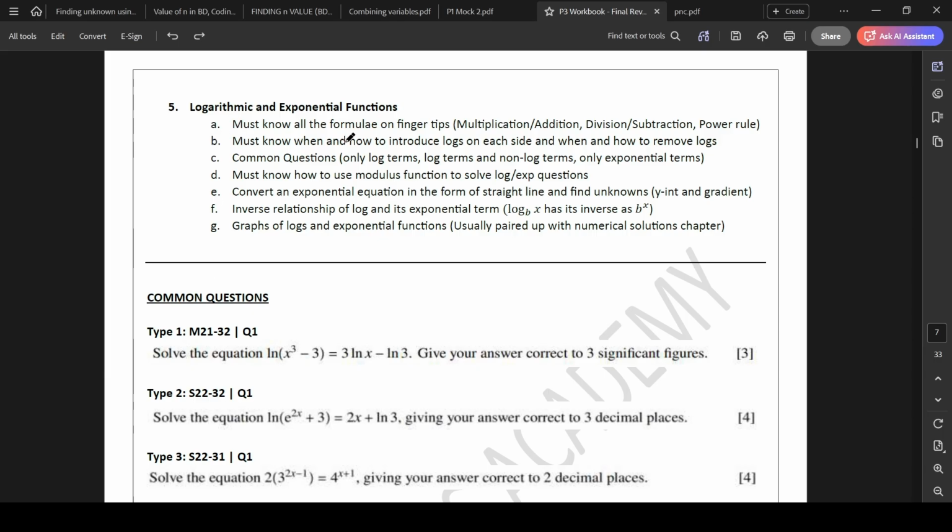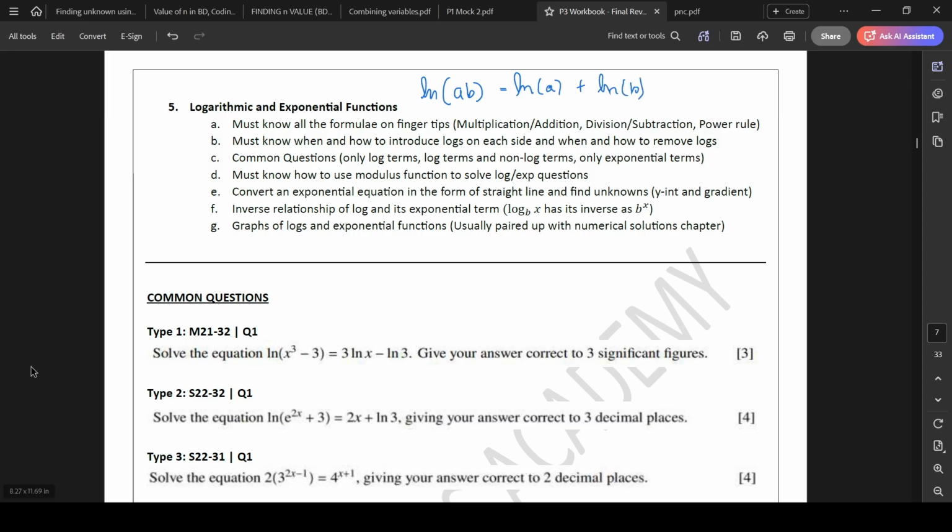So the first thing is you must know all the formulas with respect to logarithms on your fingertips. That is multiplication and addition. What is this formula? I know that ln of a multiplied by b can be written as ln of a plus ln of b.